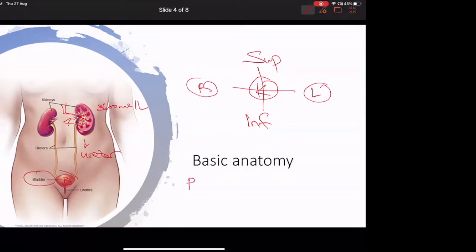The bladder itself stores all the urine. For a male, usually around 300 to 400 mils. For a female, usually 250 to 300 mils. Of course, there is a wide variety.